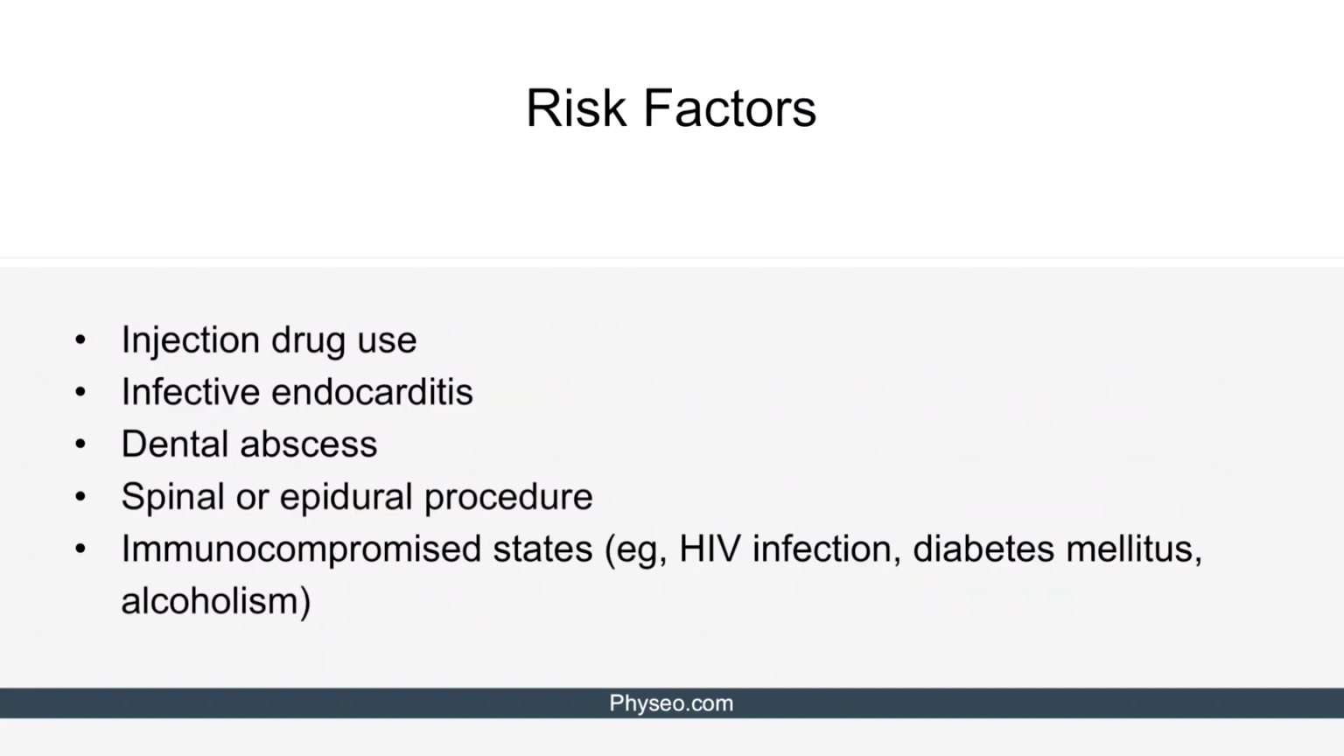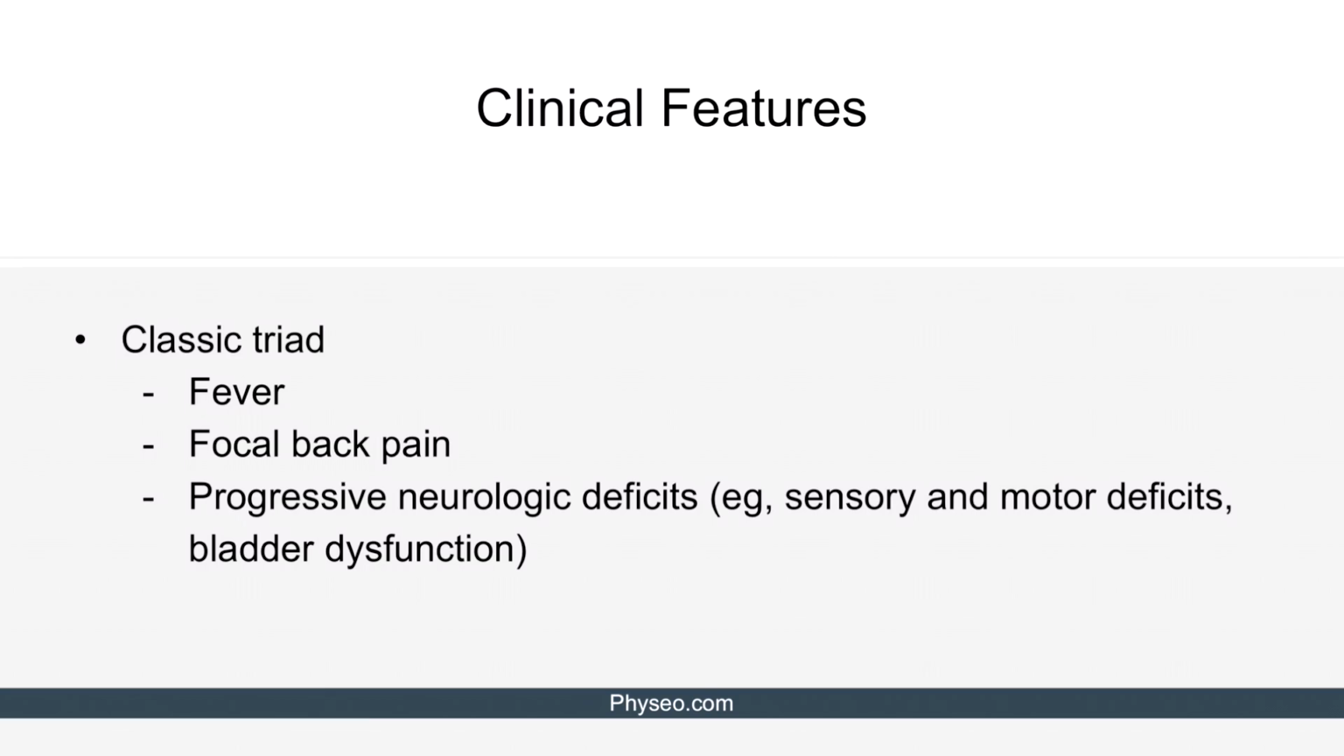There are many risk factors of spinal epidural abscesses. The common ones that you need to know are injection drug use, infective endocarditis, a dental abscess, or a spinal or epidural procedure. And some of the most obvious risk factors are really risk factors for almost any type of infection. So someone in an immunocompromised state, for example they have HIV, they have diabetes mellitus, or they are alcoholic. So how do these present? Well, the classic triad of a spinal epidural abscess is fever, focal back pain, and progressive neurologic deficits. These include sensory and motor deficits, and even bladder dysfunction.